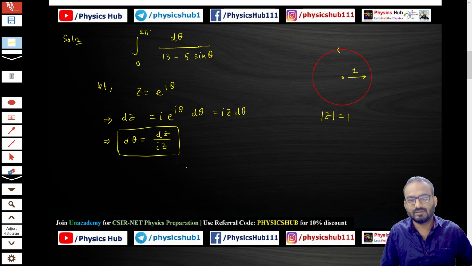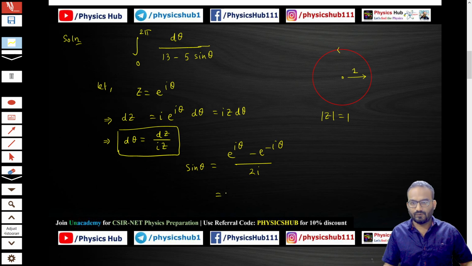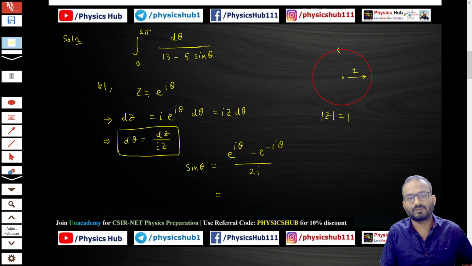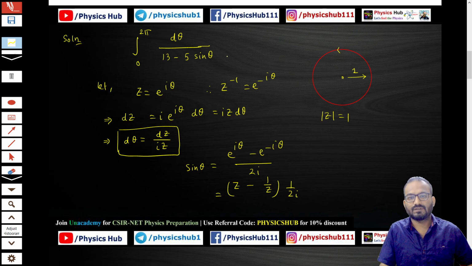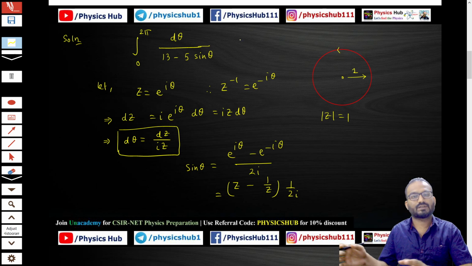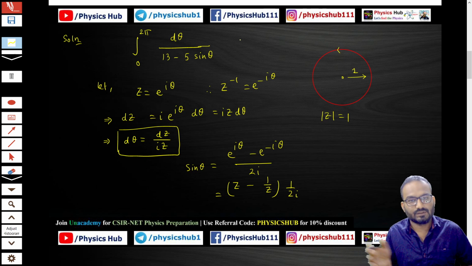Furthermore, we are given sin theta. What is sin theta? Sin theta is given by e to the power i theta minus e to the power minus i theta divided by twice i. So this is the form of sin theta. Now if you utilize the value z equals e to the power i theta, then z inverse will be e to the power minus i theta. So this is z minus 1 by z times 1 upon 2i. So we are going to just replace these values into this integration to make it a complex integration. Then we can utilize the complex integration formula, Cauchy's residue theorem, to evaluate the integration.